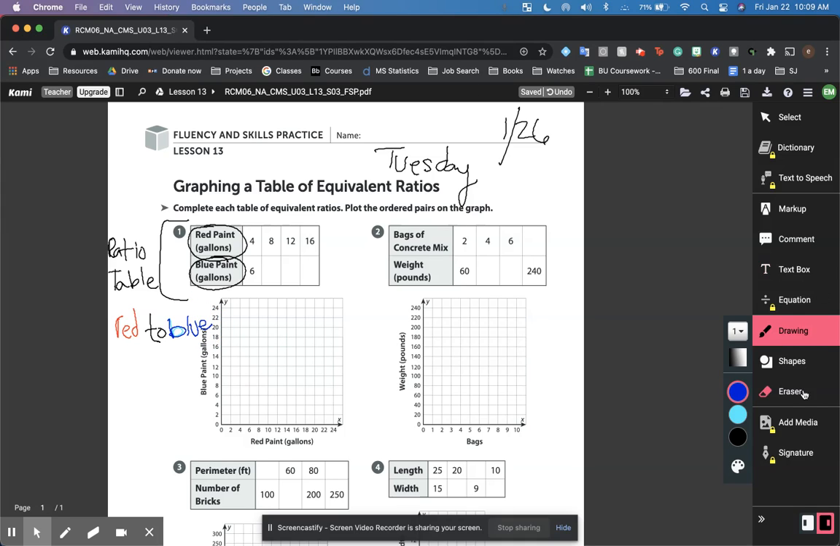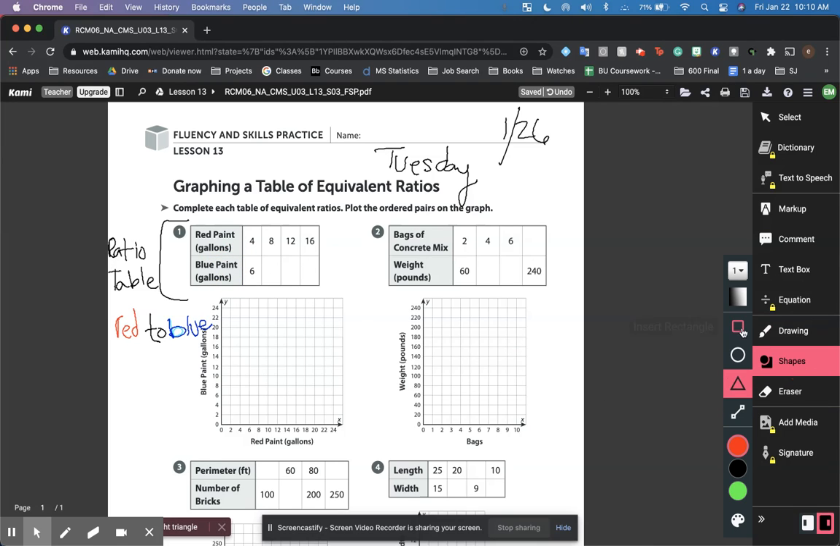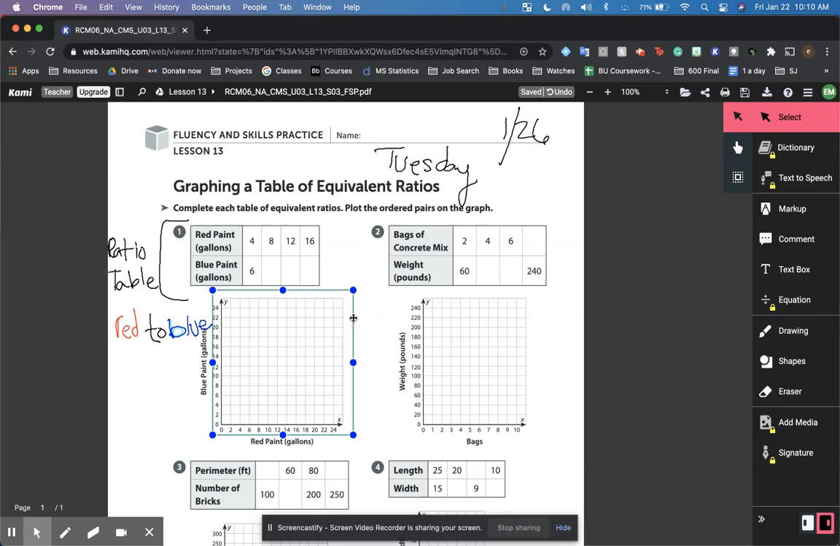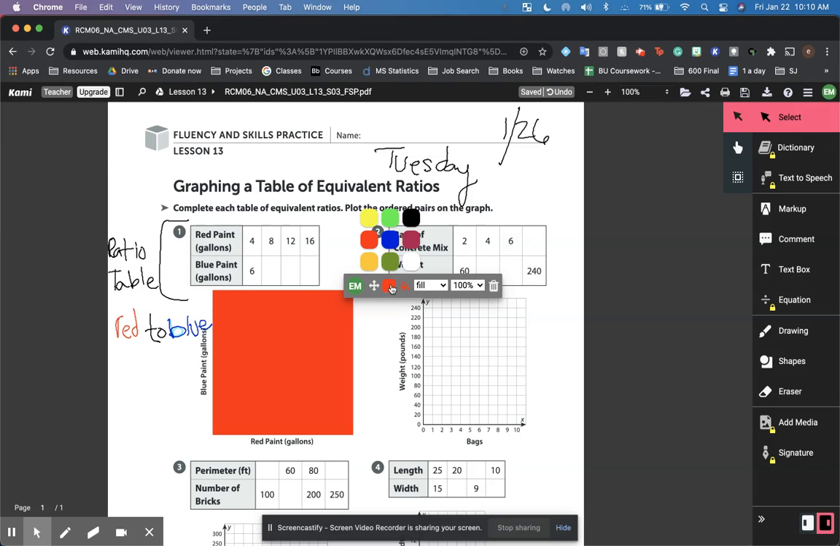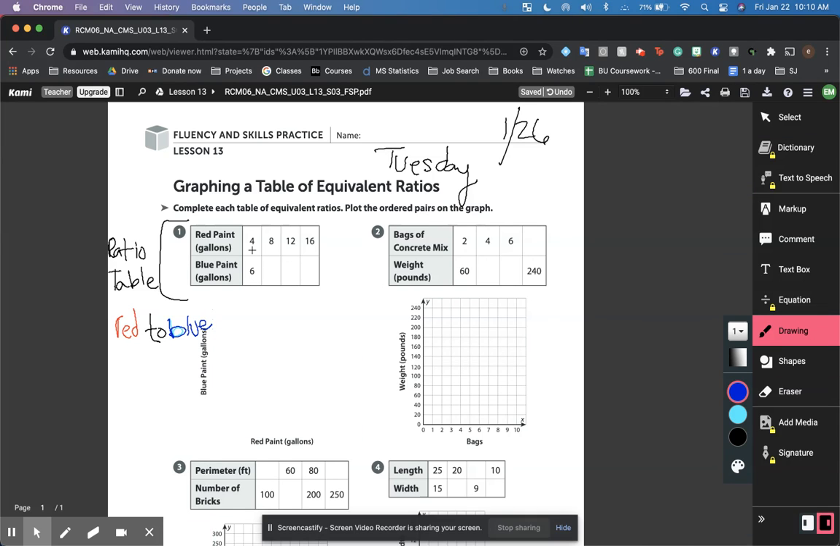All right, I'm going to focus on the table first. Let's just focus just on the table first. Don't even worry about the graph yet. We do not need it yet. We will use it in a little bit. All right. So let me just see if I can get this graph out of here. There it is. All right. So I have my ratios.